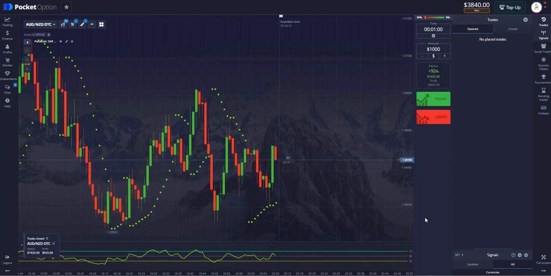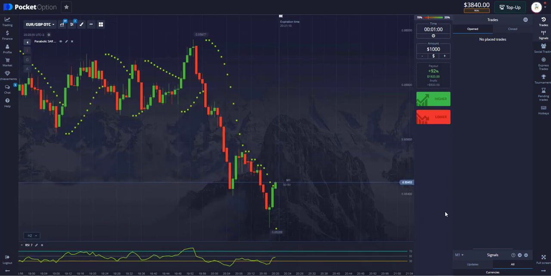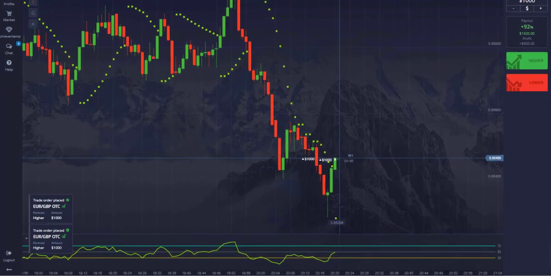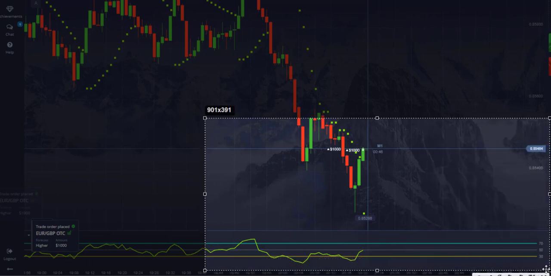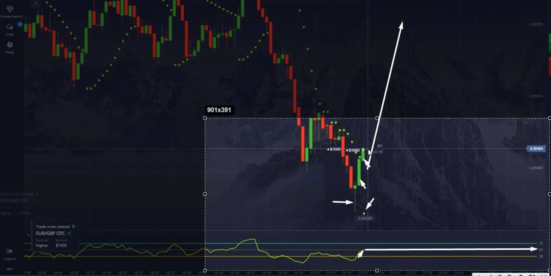Great, and now I'm looking for another good moment. Here is a good moment. If we see the RSI indicator, we will see that the RSI line is heading upwards, and now it is at 50. And we have a candle with a long tail. We have a point from the Parabolic SAR indicator, and this also indicates that the market will go up strongly, so you should look for the good moment and not random trading.